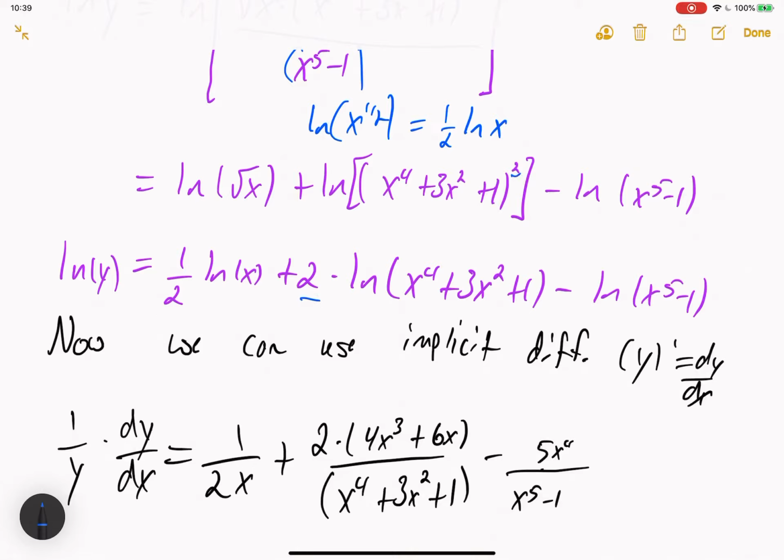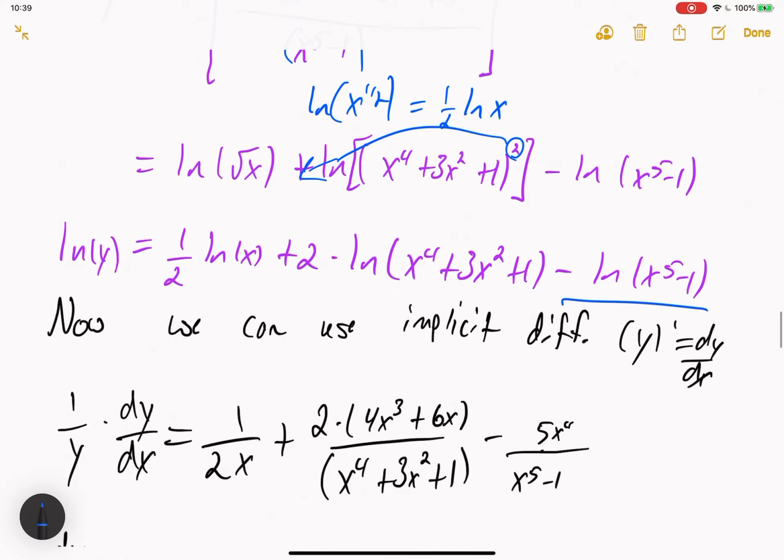Now this has a 2 right here, so we can bring that down. So we get 2 times ln of x to the fourth plus 3x squared plus 1. And then x to the fifth minus 1 doesn't have anything in it, so we just leave this piece the same. And now we're going to be using implicit differentiation. So now we're going to take everything and take the derivative of it with respect to x.